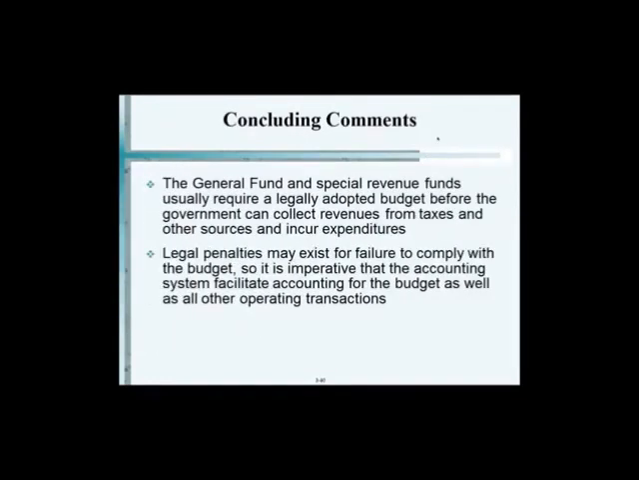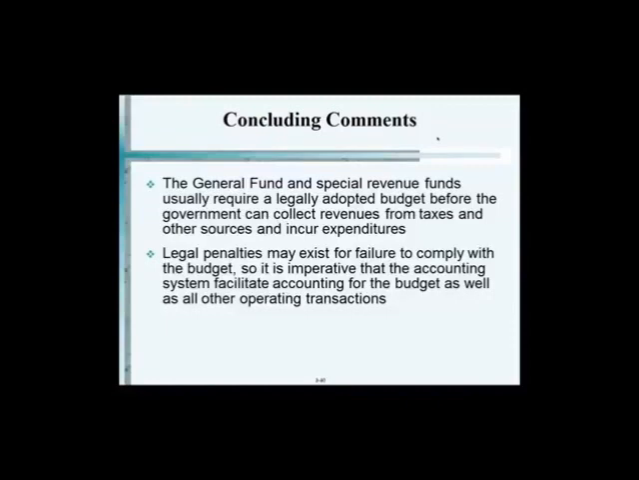So what did we study in this chapter? We looked at statement of activity, distinction between direct and indirect, right? We looked at extraordinary items. We looked at special items. We looked at what comprised general revenues. We looked at program revenues.